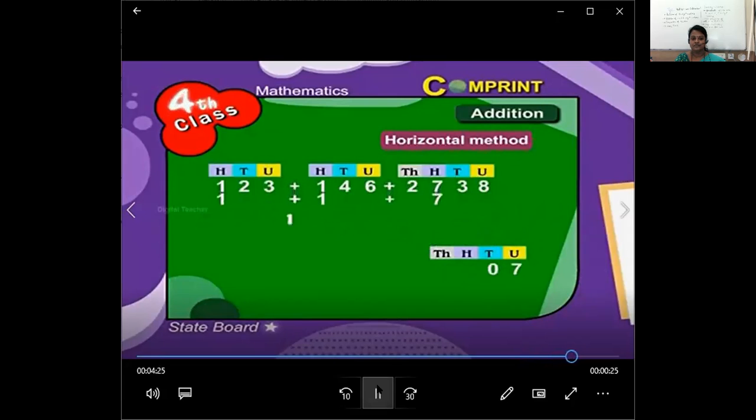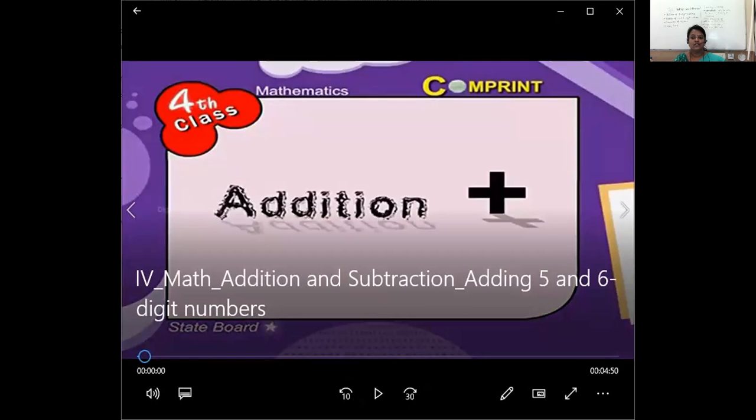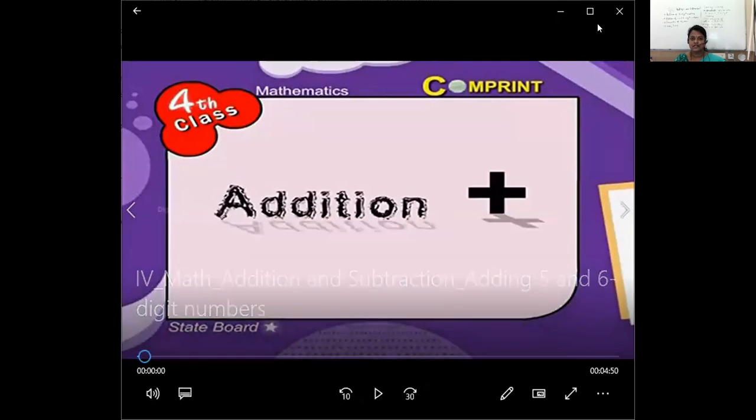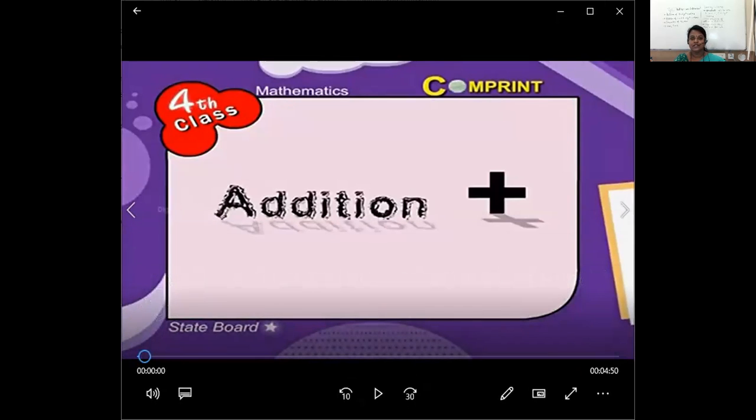Add the digits of hundreds place, that is 1 plus 1 plus 1 plus 7 is equal to 10. Let us carry the digit 1 to the thousands place. Add the digits of thousands place now, that is 1 plus 2 is equal to 3. Therefore, the sum is 3007. So in this way we have learned how to add 5-digit and 6-digit numbers. Let us solve some examples with review of this video.